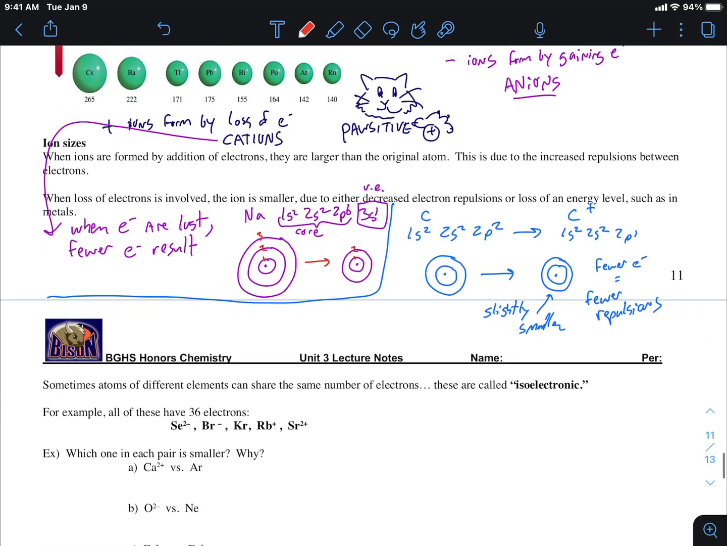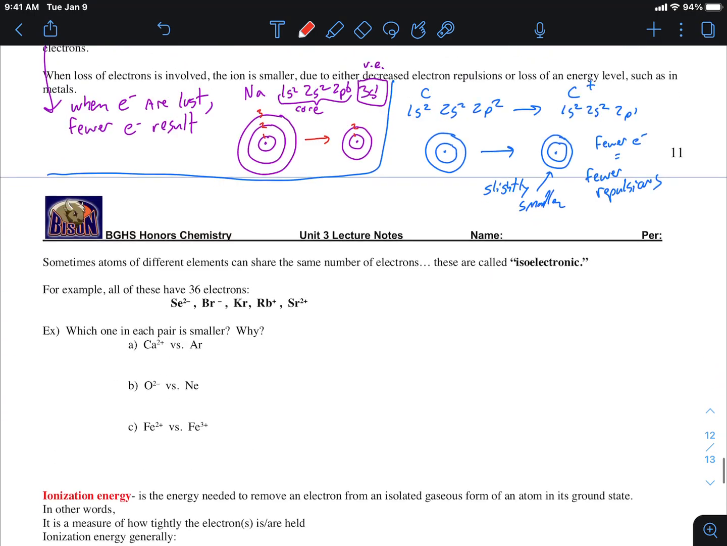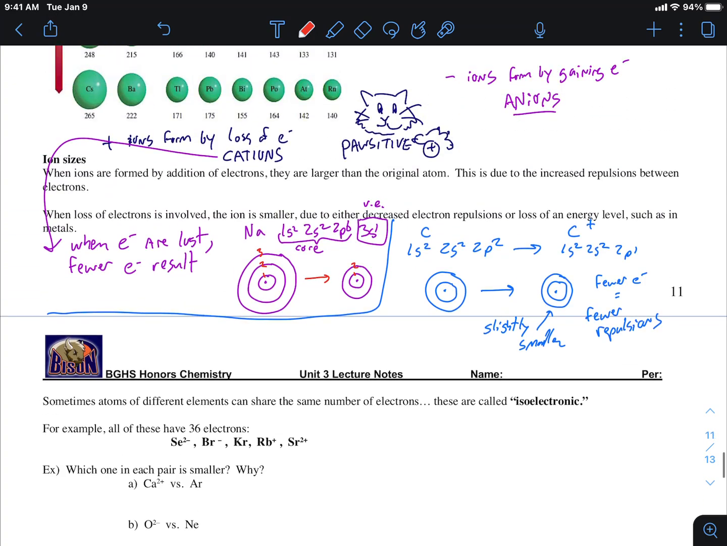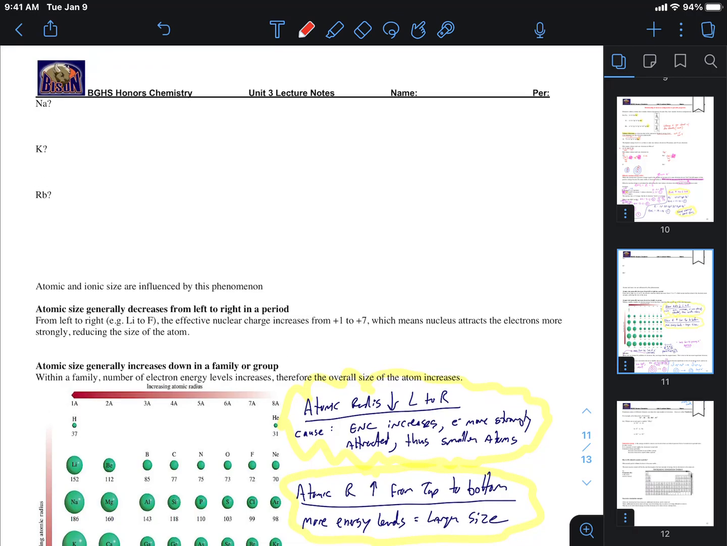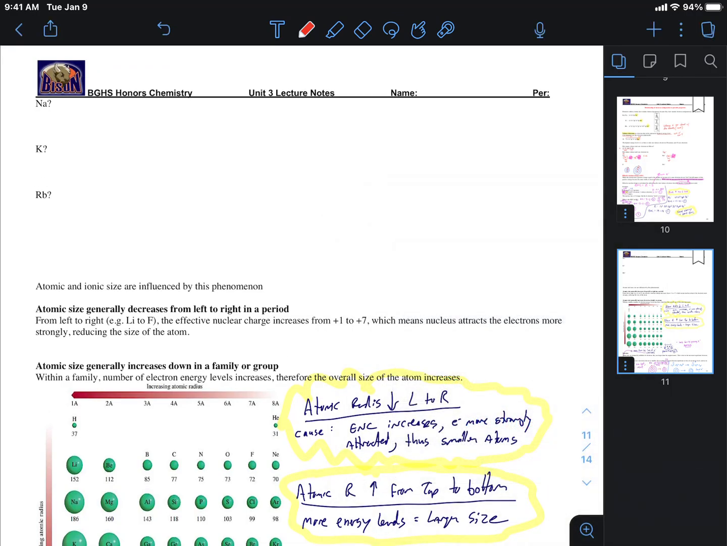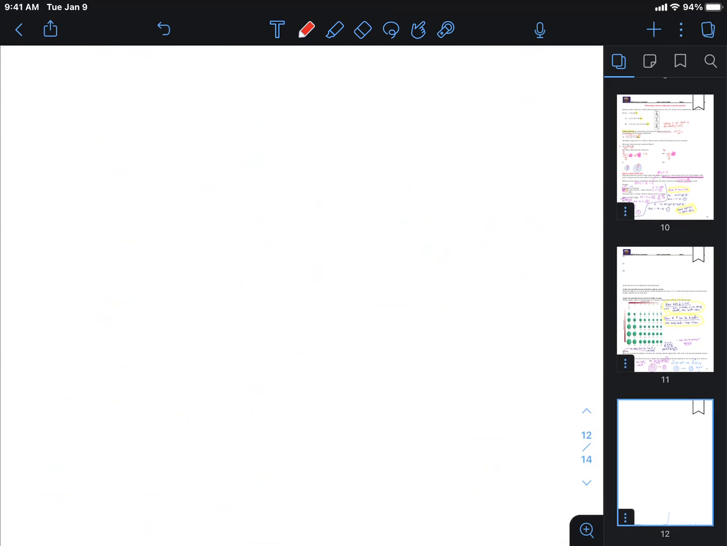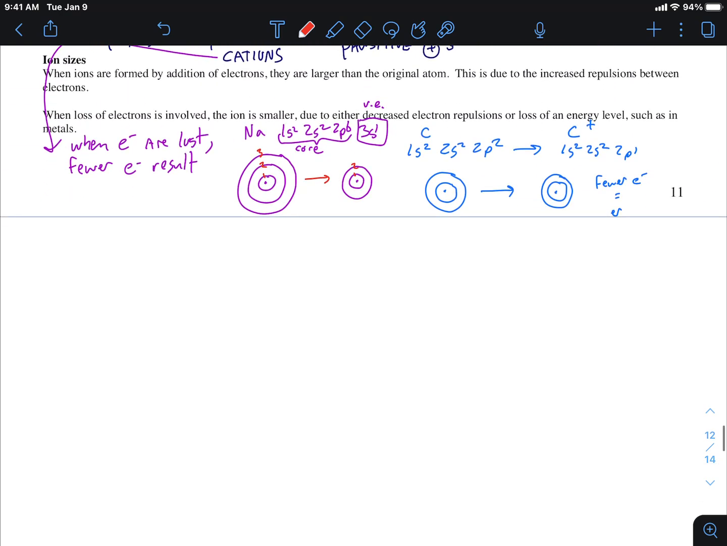I'm going to find some space to write. You know what? I'm just going to add a page here. Okay.